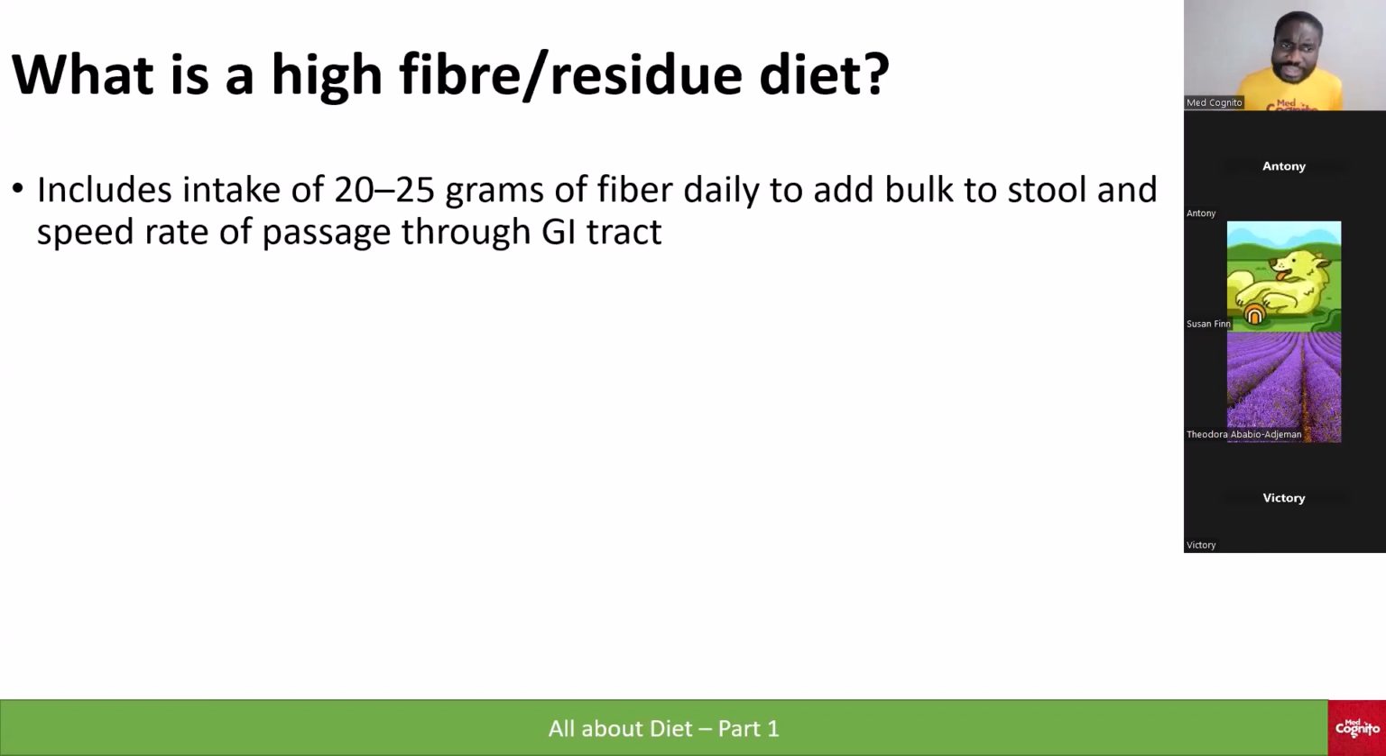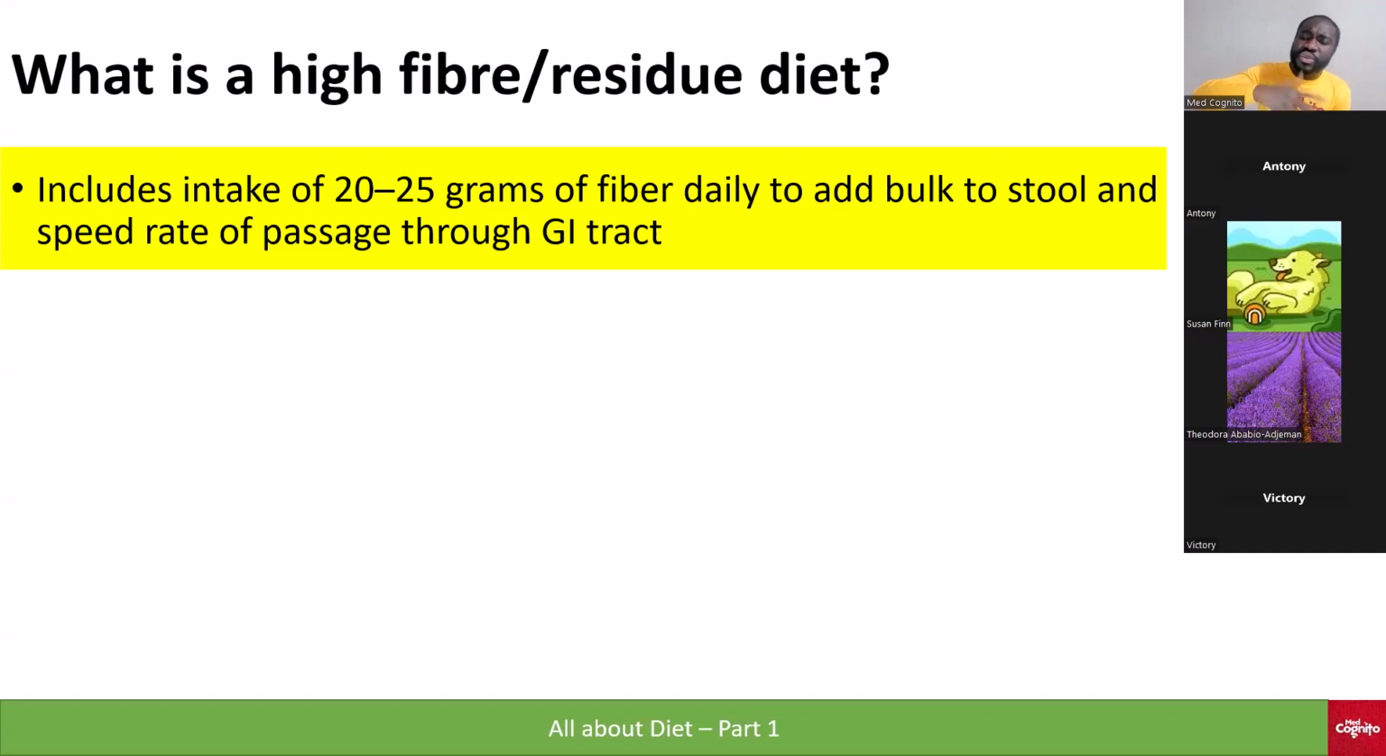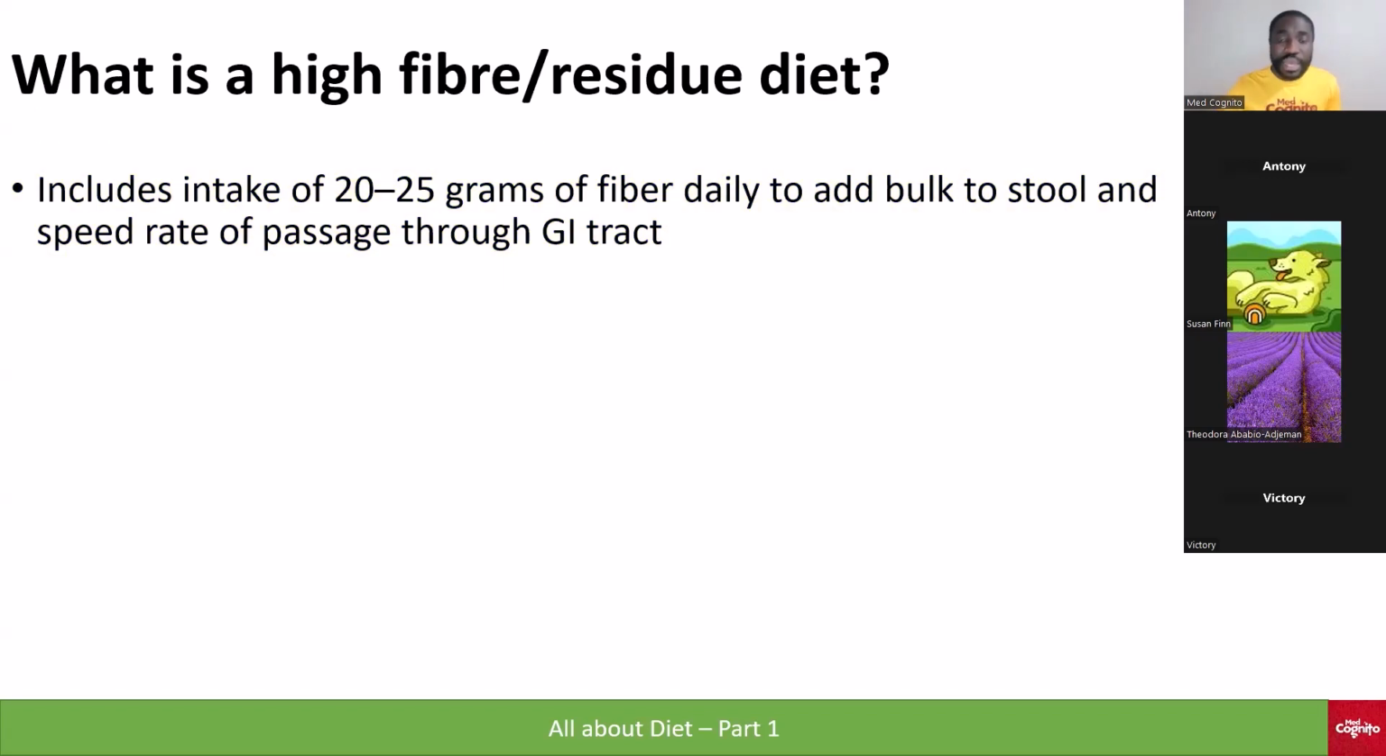High fiber diet. This includes foods that contain about 20 to 25 grams of fiber daily. And the essence of the fiber is to make the stool bulk so that the client can pass it through the GI tract. High fiber diet.